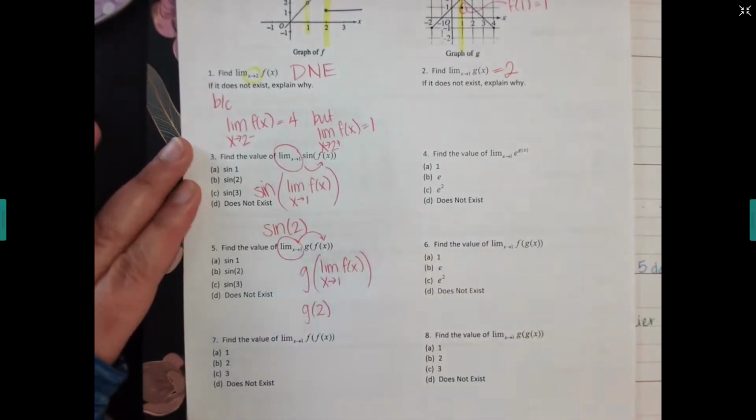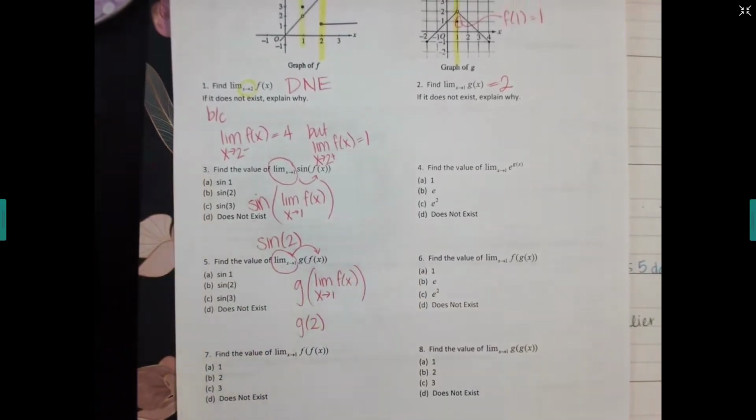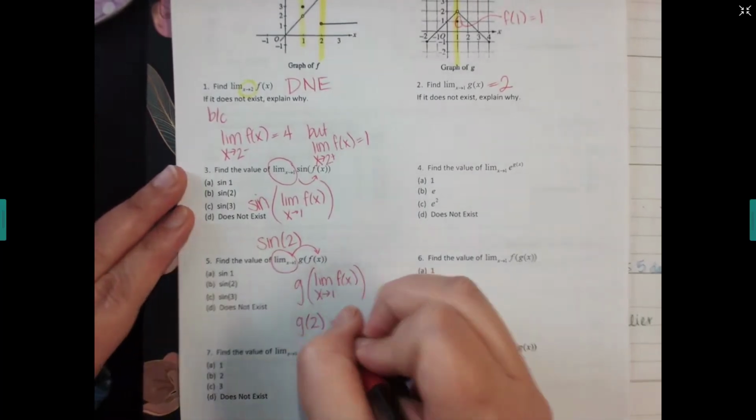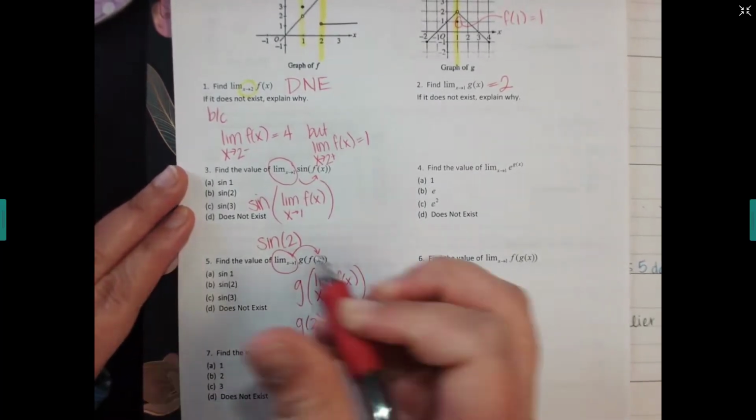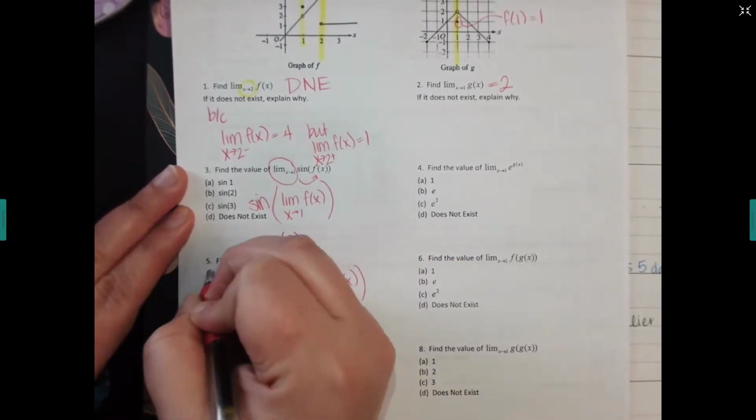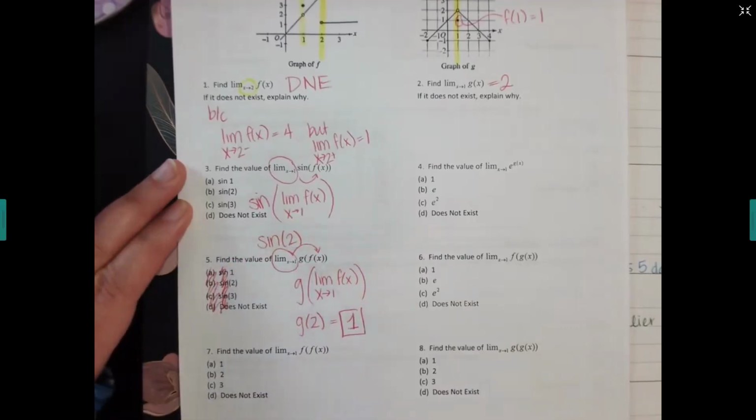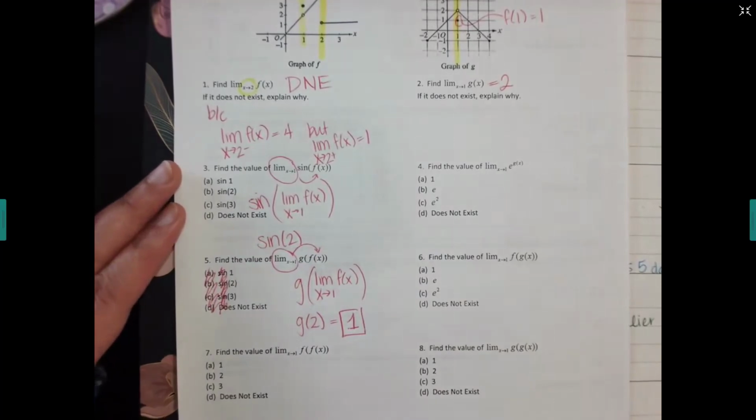Okay, and if you look at g of 2, remember that would be my actual y value. g of 2 is... Okay, so 1 is correct on that one. All right, let's do the next one, number 7.